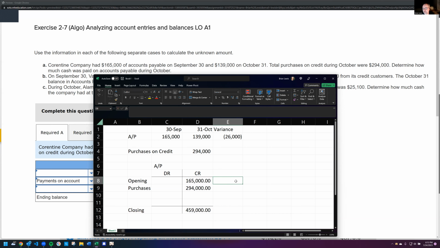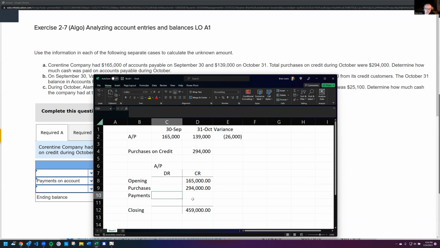So the question is, do you remember how much cash was paid on accounts payable during October? So how much was spent? How much was debited in accounts payable during the month of October to get this balance to $139,000? There's a couple of ways of doing this. I like the good old goal seek method, but you could also do it another way, because you know that it decreased by $26,000 and you know that your purchases were 294.